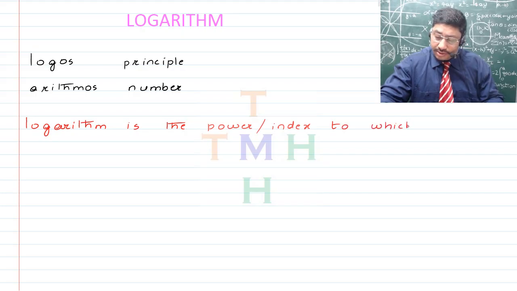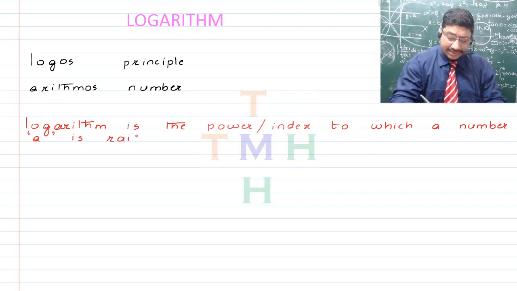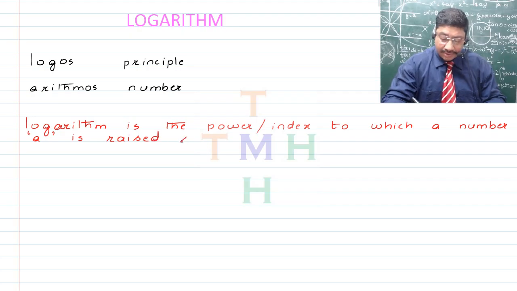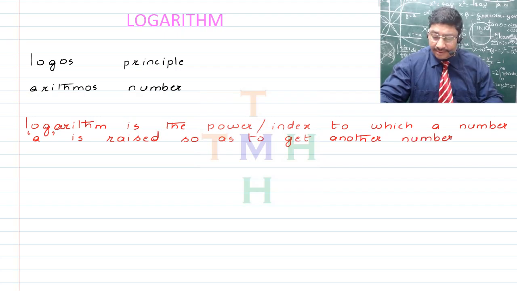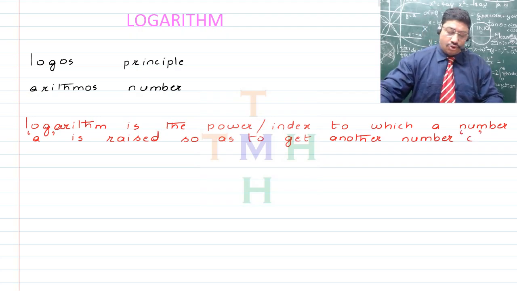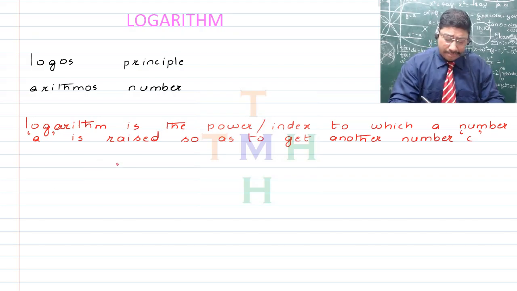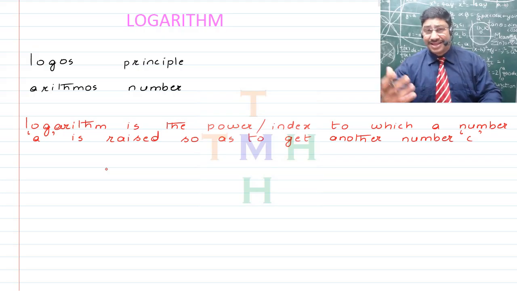to which a number, now you can assume this number to be, say, some a, is raised so as to get another number, which say can be some c. So what we're wanting to do here is we're actually talking about some indices, and we're trying to convert that in the language of logarithm.